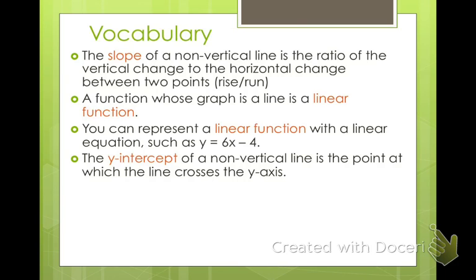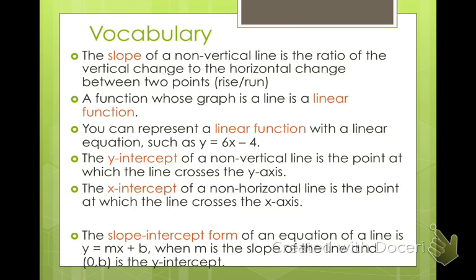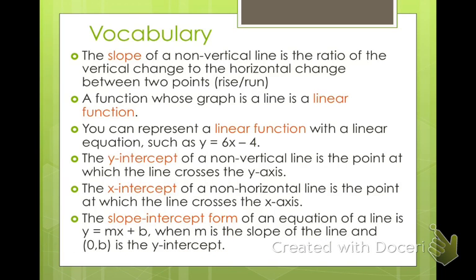The y-intercept is where it crosses the y-axis when you graph it, and the x-intercept is where it crosses the x-axis. And here's our slope-intercept form, y equals mx plus b, where m is the slope of the line, and b is our y-intercept, where it crosses the y-axis.